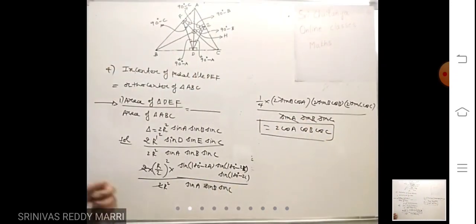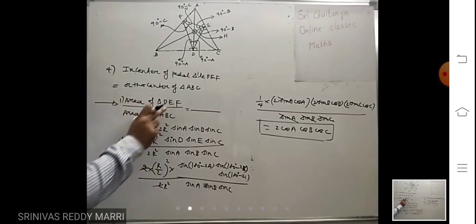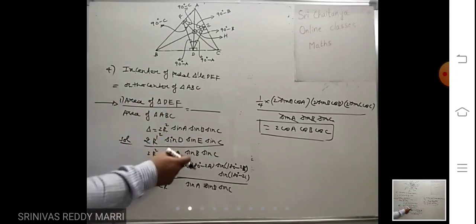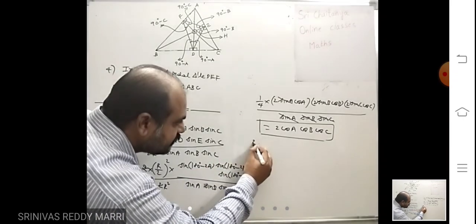This is the answer: the ratio of area of triangle DEF divided by area of triangle ABC. While writing this, write R dash, and the angles are D, E, F. After that, you substitute. That is how to calculate the area for triangle DEF, using angles and circumradius. So that is the first question. Like that you will be asked.